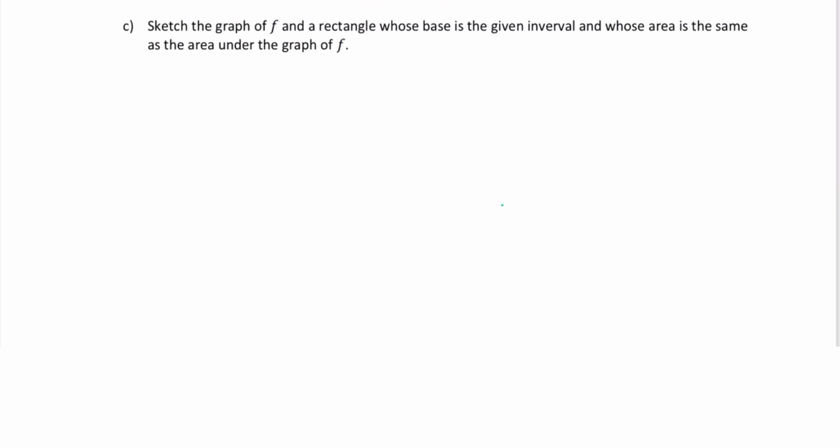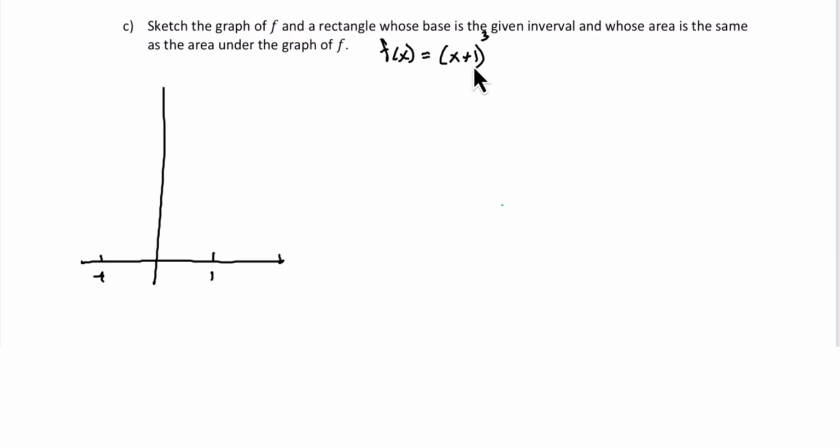In part C, we want to sketch the graph of f and a rectangle whose base is the given interval and whose area is the same as the area under the graph of f. First of all, let's recall what f is. That was x plus 1 cubed. So we know what x cubed looks like, and if you remember your transformations, x plus 1 is just a shift to the left 1 unit. It's going to come down here to -1. And the interval that we're focusing on is 0 to 2.